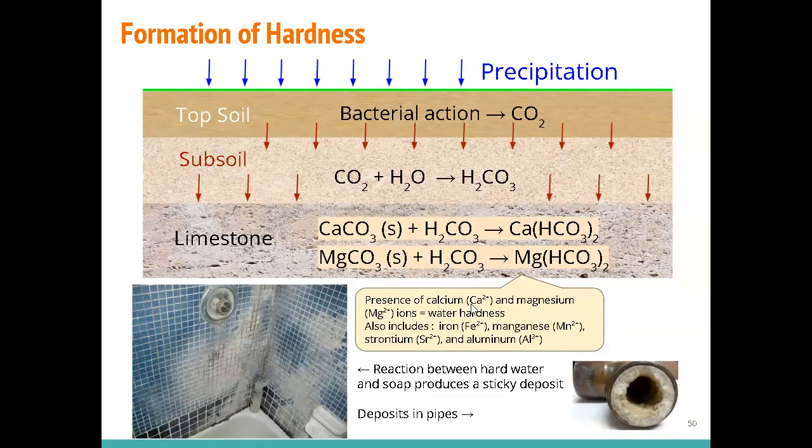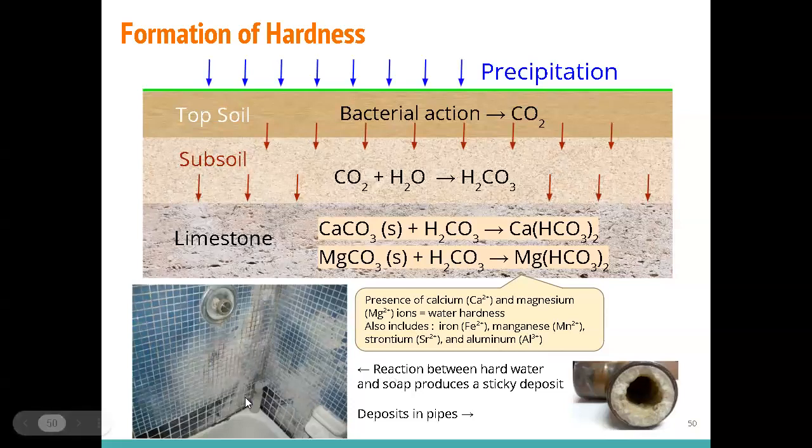So the presence of calcium and magnesium ions. Also, there are some other types of ions. So they're all coming from the rocks, okay? Because you have some acid in the rocks. Okay, so where do we see this kind of hardness?